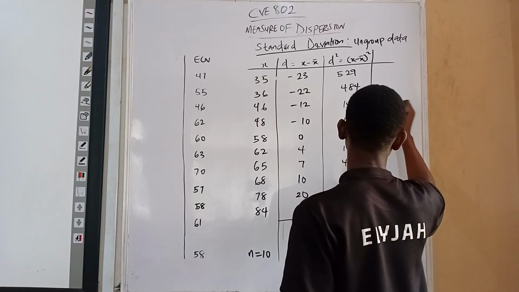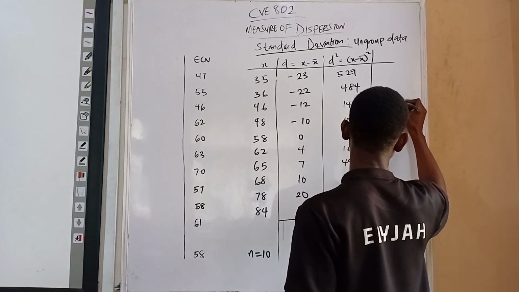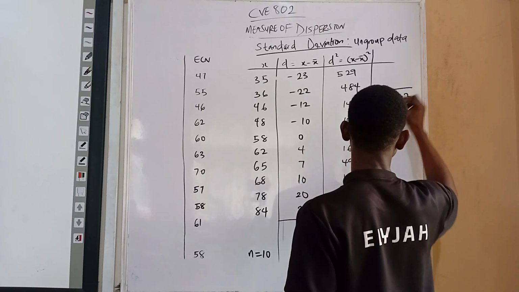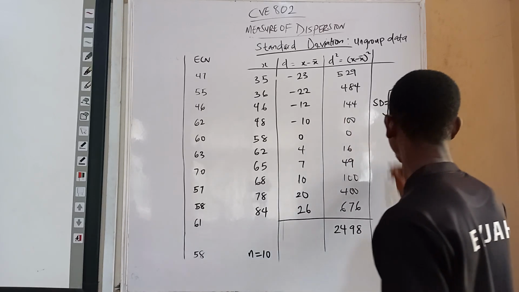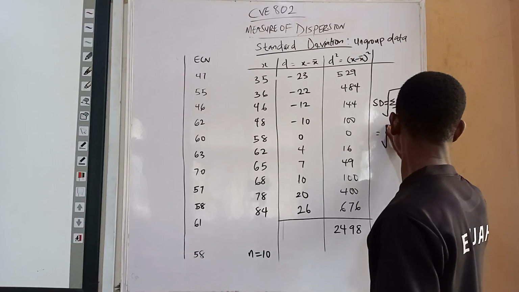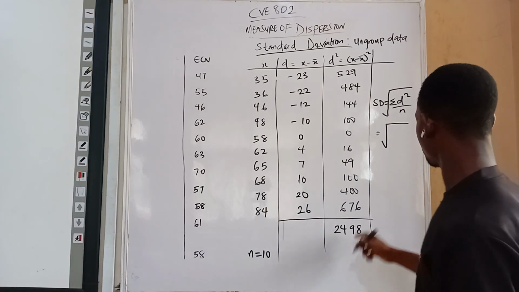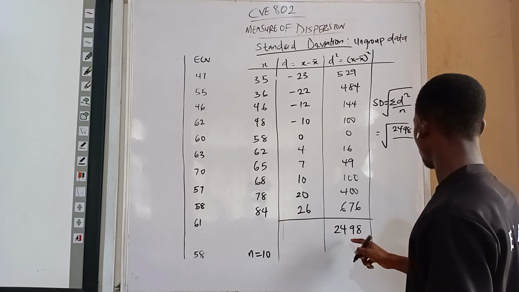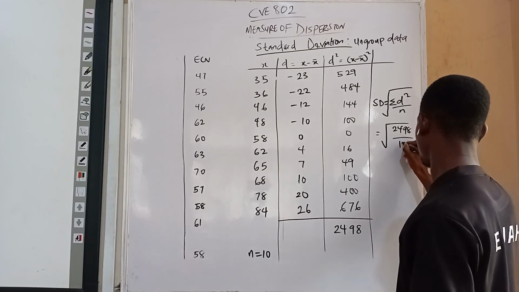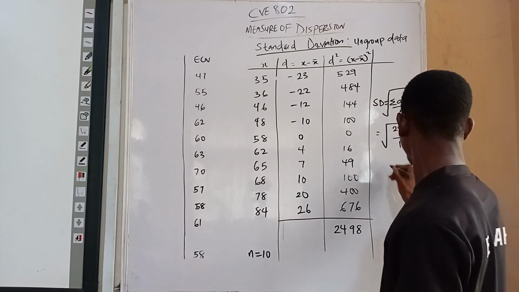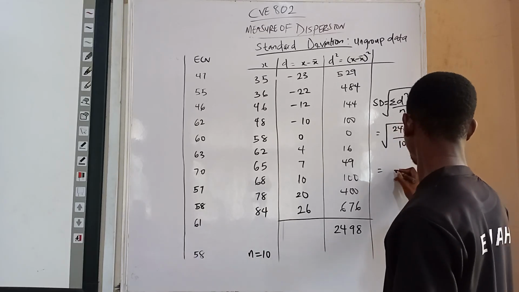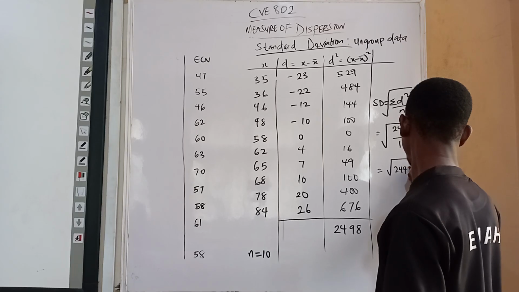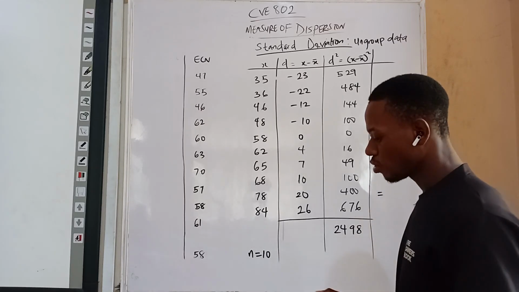Standard deviation equals the square root of summation d squared over n. So it's equal to the square root of our summation d squared, which is 2498, divided by our n, which is 10. So from here we can now say it is the square root of 249.8.